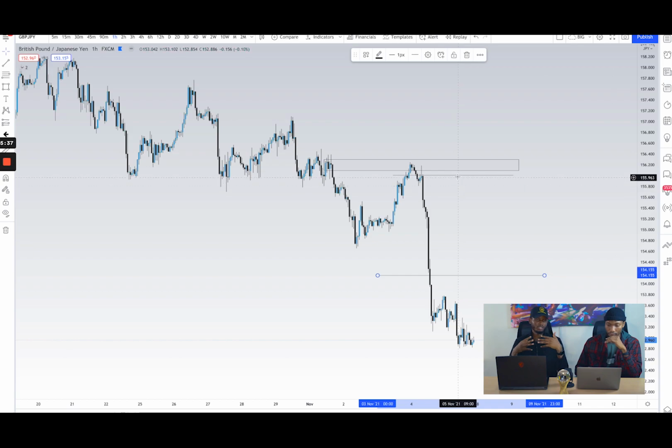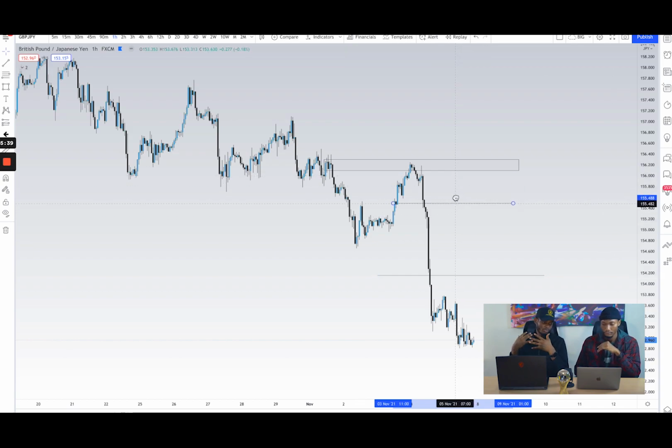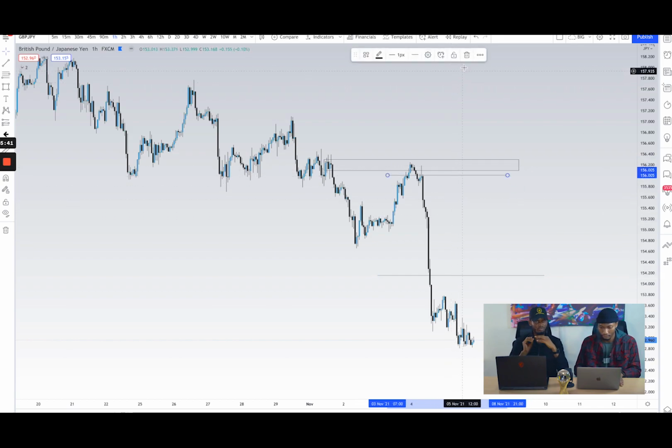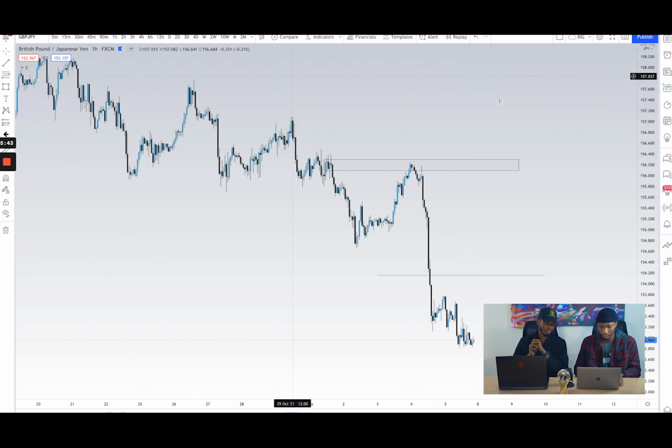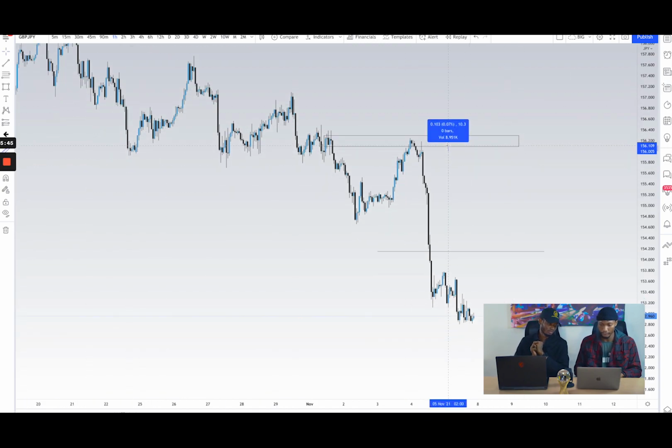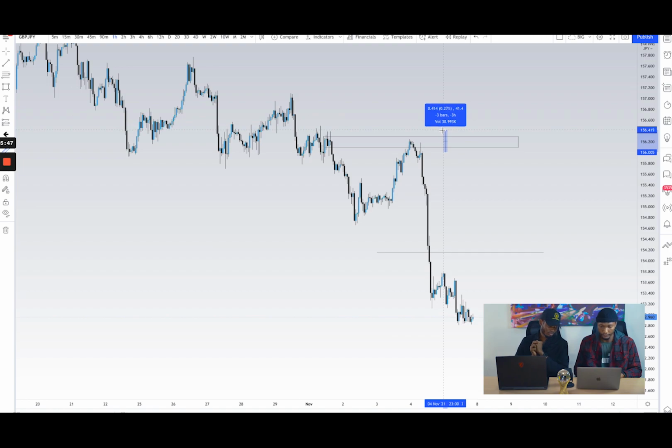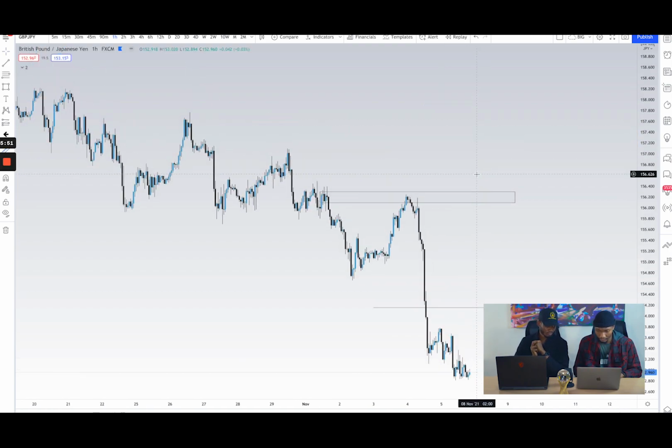You mustn't really wait until the end of the whole movement. Once you meet your target for that trade, you are good. So we had our stop loss above this level, around here.